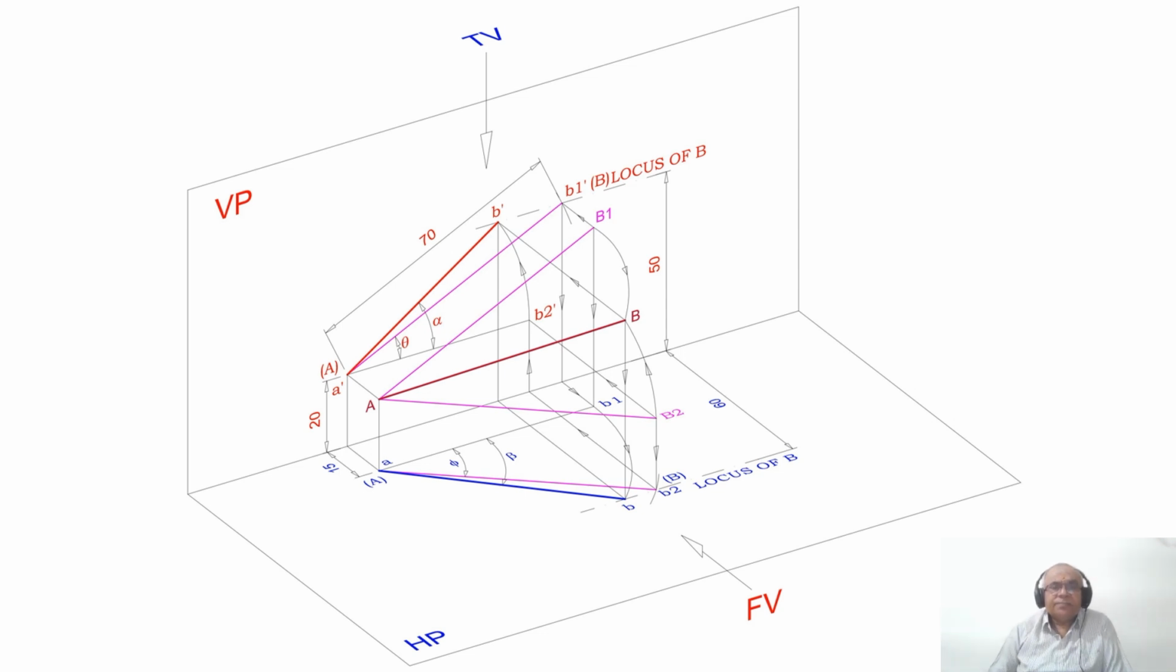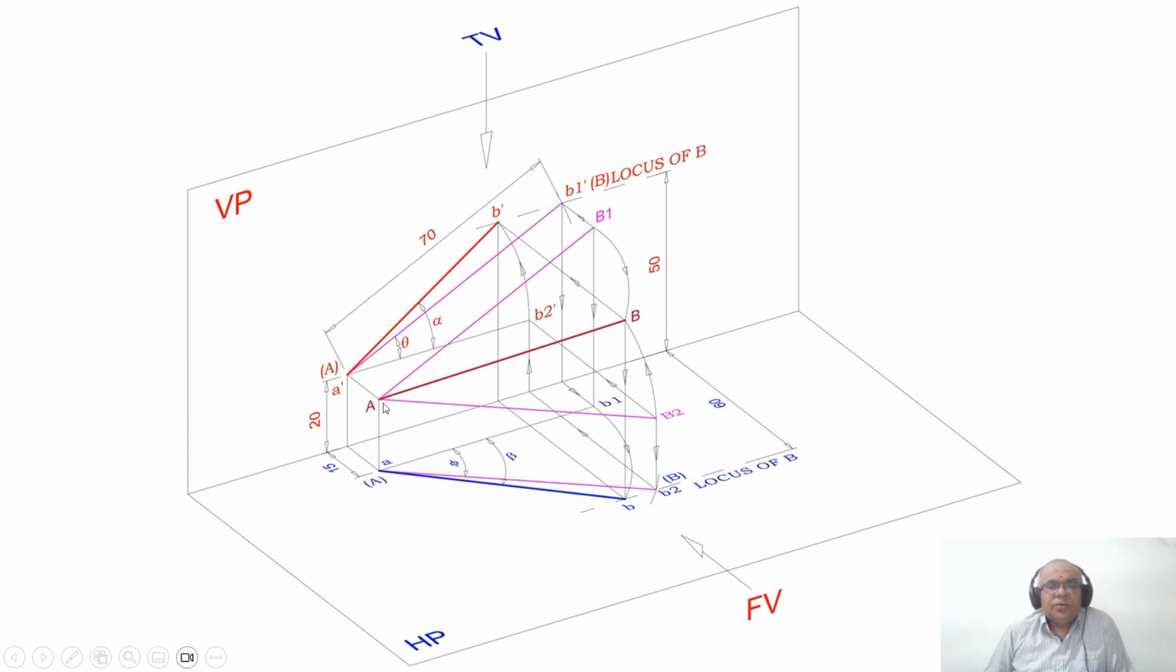Next, similarly, I want to find the apparent length and its inclination in the front view. So how to do that? Where is the front view? The front view line is AB2. Why? Because that line is parallel to HP. But B2 is not above HP by 20. Instead, B2 is above HP by 60 mm.